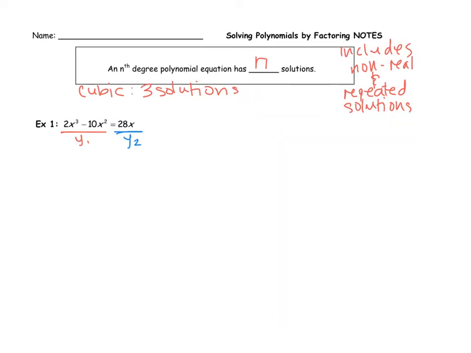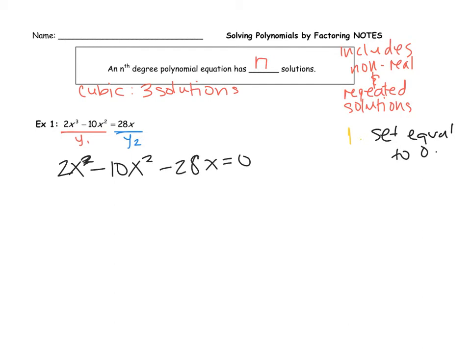So to solve by factoring, the first thing we need to do is set the equation equal to 0. So I'm going to subtract 28x from each side, and I get 2x cubed minus 10x squared minus 28x equals 0. Make sure that's a cubed on your paper. Then I notice that I have a GCF here. My GCF is 2x. That leaves me with x squared minus 5x minus 14 equals 0.